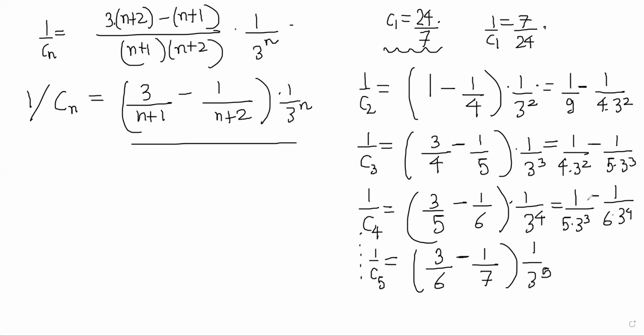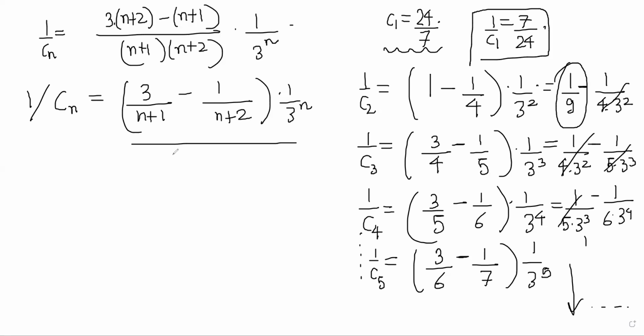So when n tends to infinity, the last term also doesn't matter, right? Since these are cancelling and n tends to infinity, the last term will not matter. We don't even need to write that. The sum of this will be 1 by 9, plus 7 by 24, right? 1 by 9 plus 7 by 24, if we do, you'll get 48, 72. So it will be 8 plus 21.